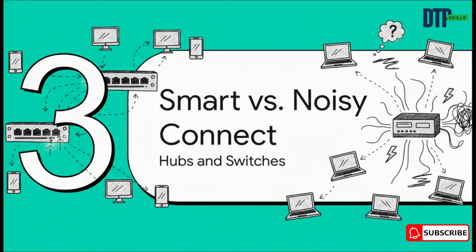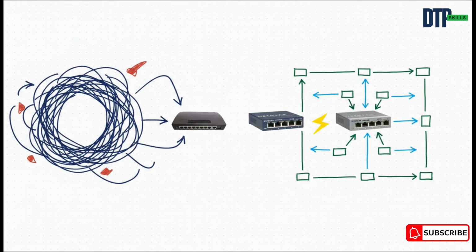Okay, so we've got our private network, but how do we physically plug all the computers and printers and everything together so they can talk? This is where devices like hubs and switches come into play. And believe me, there is a world of difference between them. So there are really two ways to connect devices. There's the old way, and then there's the modern way. The old, pretty inefficient method used a device called a hub. But today, pretty much every network uses a much more intelligent solution called a switch.